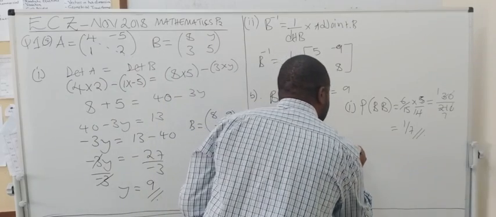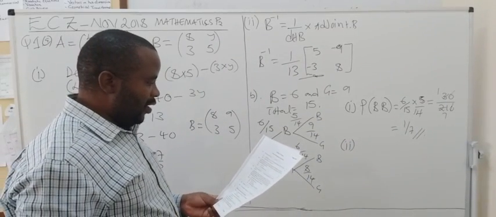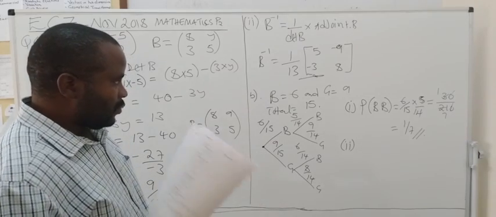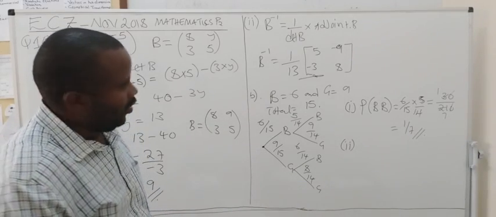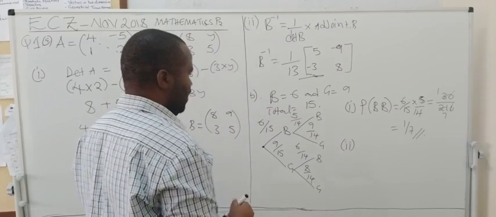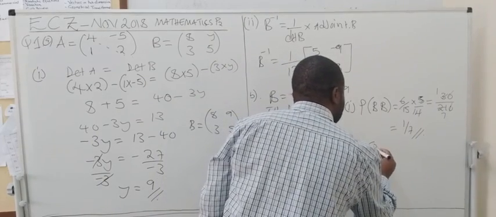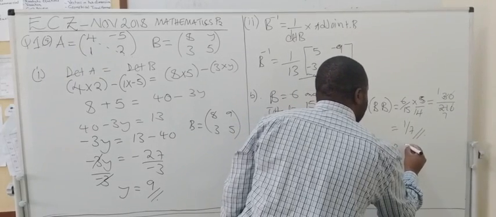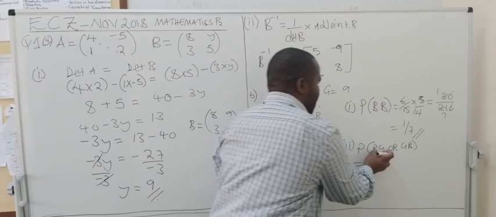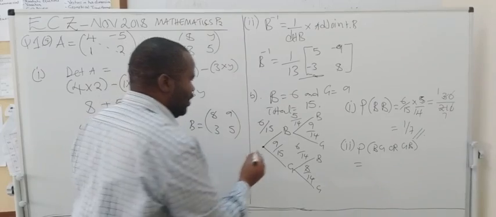Number 2. Calculate the probability that both pens are of different colors. Different colors means you're going to get probability of black and green, alright? Then probability of green and black. So this is probability of black and green, or probability of green and black. So what does it mean? We add these probabilities. These are independent events, but when you look at this one and that one, they become mutually exclusive, alright?